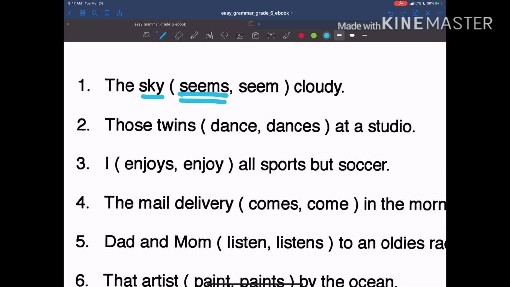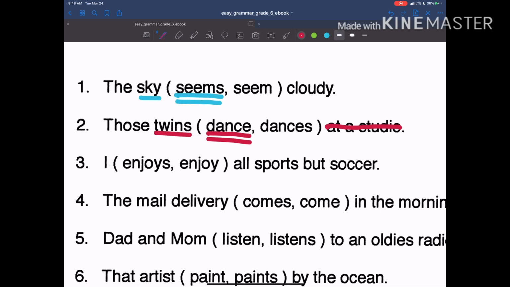Number 2. Those twins dance or dances at a studio. Are there any prepositional phrases here? Yes, there are. At a studio, we're going to cross that out, get rid of it. Okay? Now we need to look for our subject. Our subject is twins. Is this singular or plural? This is plural. There's more than one. So that means that we will choose the verb without the S at the end. Those twins dance at a studio. Okay? Let's move on to number 3.